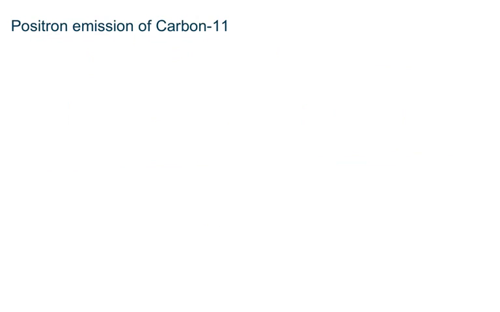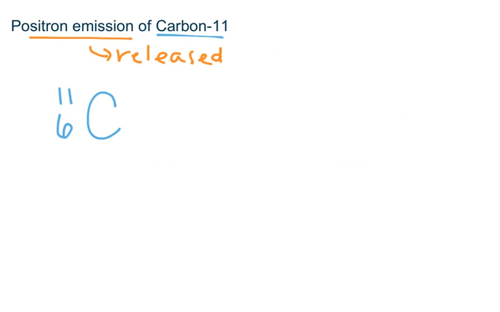Next type is positron emission of carbon-11. So we're going to write our standard nuclear notation of our initial isotope. Carbon is C. Mass number is 11, because that's what we were told. And the atomic number of carbon is 6. Well, positron emission is also released. So we're going to draw our arrow. A positron is like a beta particle, only instead of a negative one, it's a positive one. So 0, 1, e.